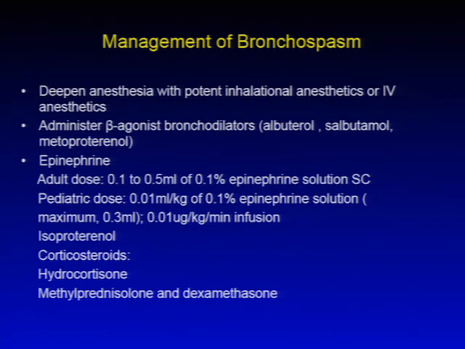When bronchospasm happens, we need to deepen anesthesia with potent inhalational anesthetics or IV anesthetics. Administer beta agonist bronchodilators. The drug of choice is epinephrine. The adult dose is 0.1 to 0.5 ml of 1:1000 epinephrine. The pediatric dose is 0.01 ml per kilo of 0.1% epinephrine. Other drugs can be given if the situation is severe.